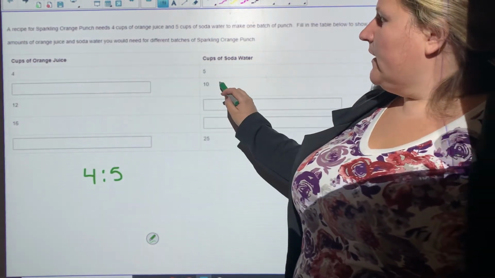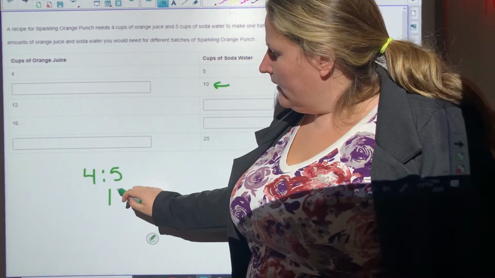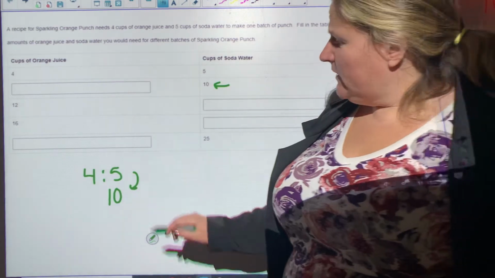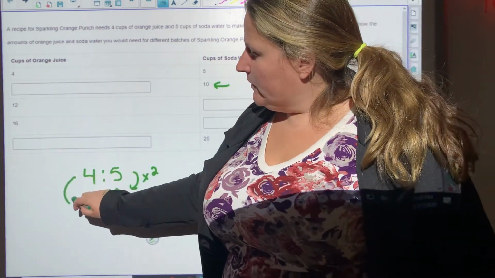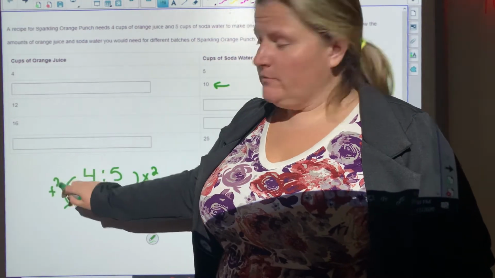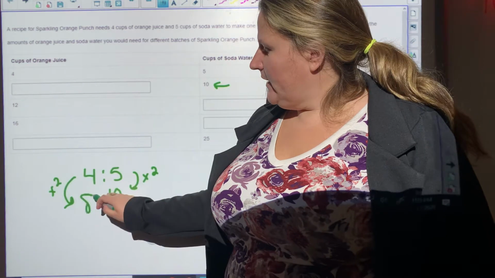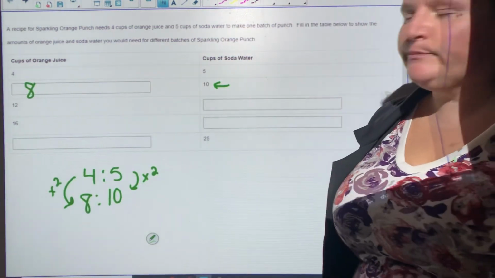And I'm going to look and see, here's my second number, and it's a 10, and it's on the 5 side. I'm going to think, 5 times what gives me 10? 5 times 2 gives me 10. So I need to multiply this side by 2 also, and I get 4 times 2 is 8. So my first blank is going to be 8.